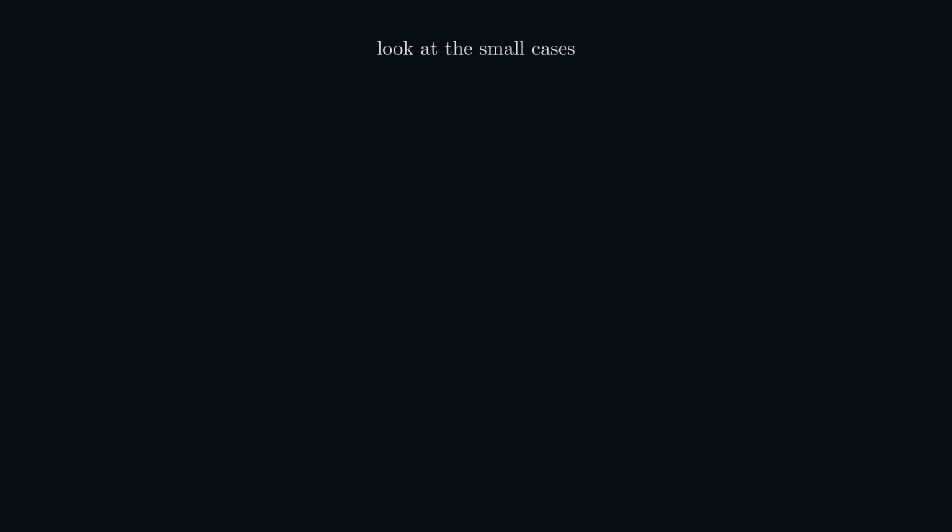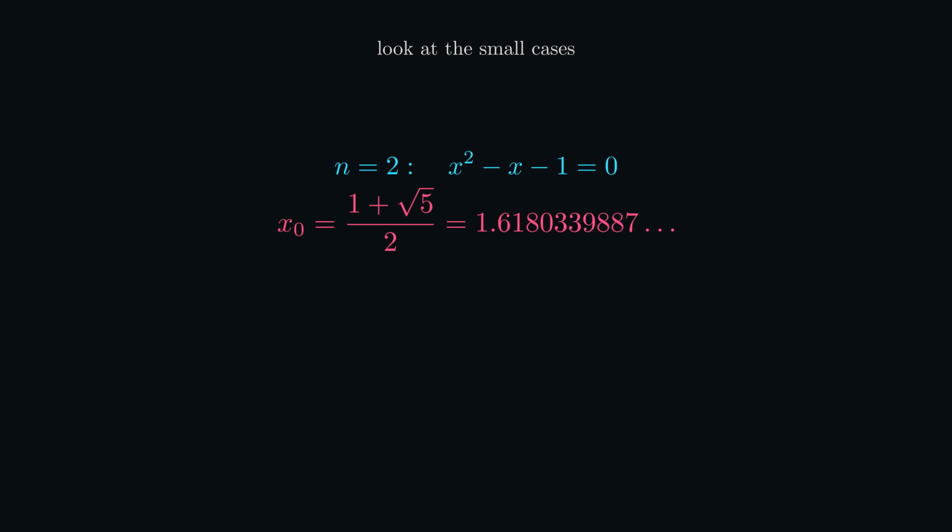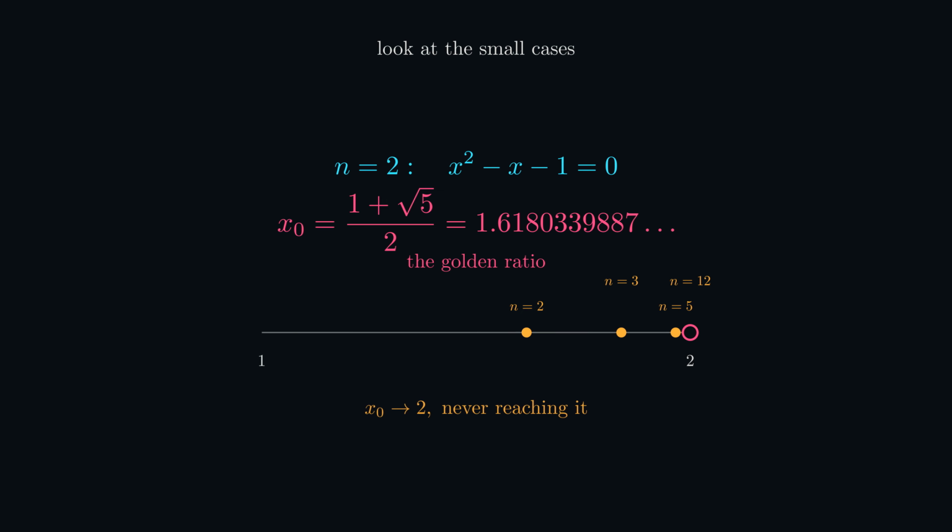Now look at the small cases, because something familiar is hiding here. For n equals 2, the equation is x^2 minus x minus 1 equals 0. Its positive solution is (1 plus root 5)/2, the golden ratio, 1.618, and so on. For n equals 3, the solution moves up to 1.839. For n equals 5, 1.966. For n equals 12, 1.9997. The reciprocal sum makes the limit transparent.